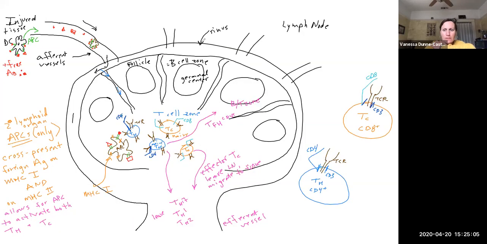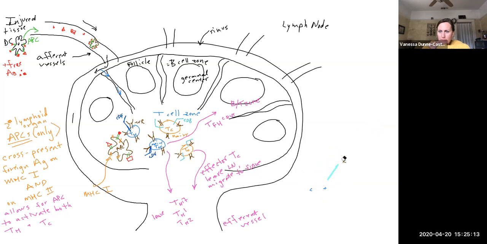Okay, I could just draw it on here. Let me erase these for just a second. Let me just draw that for you real quick. So these cytotoxic T cells, once they leave and migrate out into tissue, let's draw that out just as a reminder. I know I drew this in the last set of slides, but let's draw it out here.